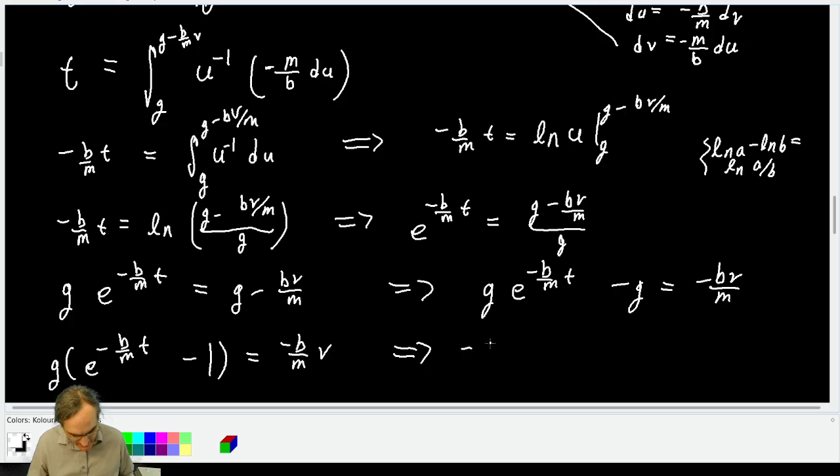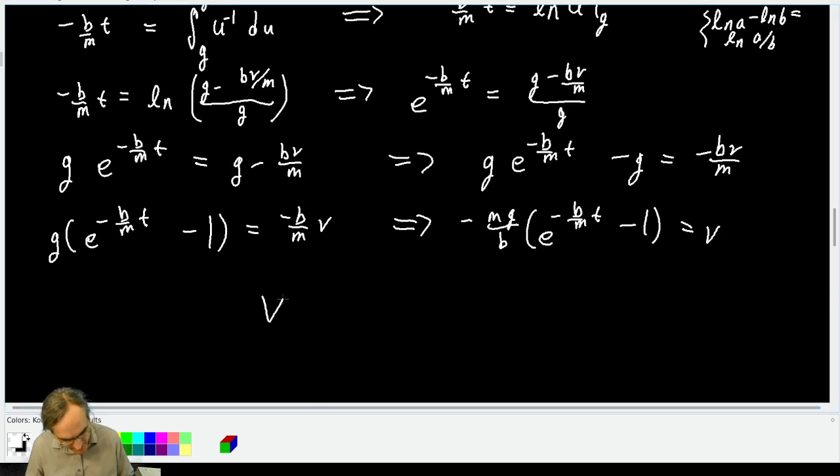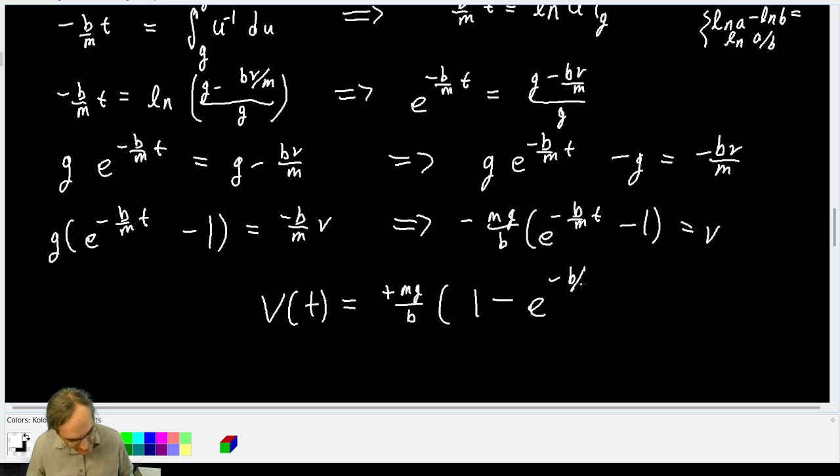So minus mg over b, e to the minus b over m t minus 1 is our v, and finally our result. V as a function of time will be minus mg over b, plus mg over b, 1 minus e to the minus b over m t.